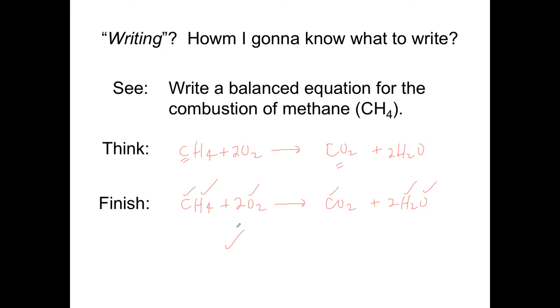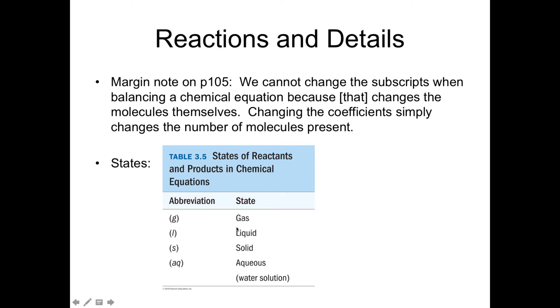Okay, so let's look now at an example. Oh, I'm sorry, a couple of details here. First of all, the margin note on page 105 says we cannot change the subscripts when balancing a chemical equation because that changes the molecules themselves. Changing the coefficients simply changes the numbers.